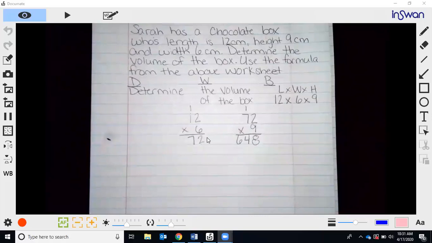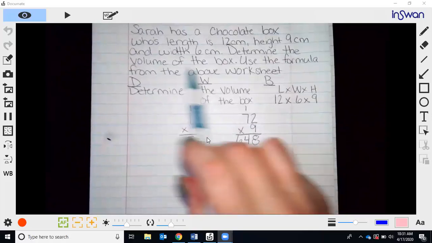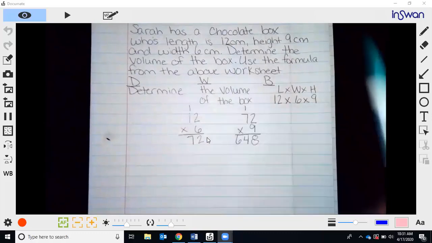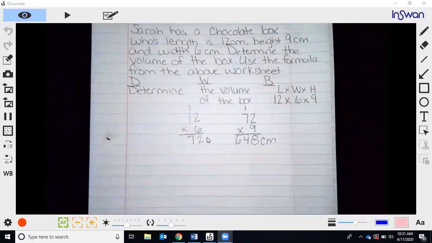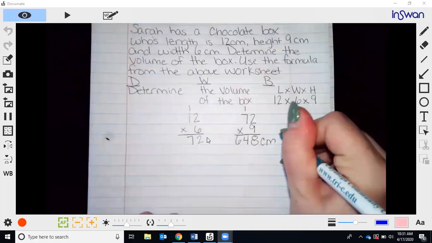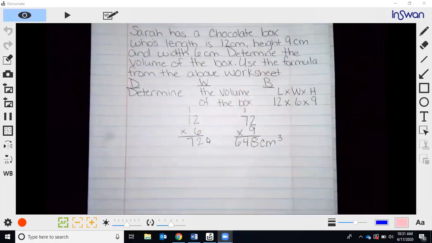648 clowns? 648 chickens? No, you need to make sure that you include your unit. And when I look back up at the problem, I see that our unit is centimeters. So I'm going to write centimeters. Now, since we are working with a 3D shape, we have to make sure that we add one more thing to our answer. It should be 648 centimeters with a 3 here. And we don't say it 648 centimeters 3 or 648 centimeters to the power of 3. We say 648 centimeters cubed because we are working with a rectangular prism, which is a 3D shape.